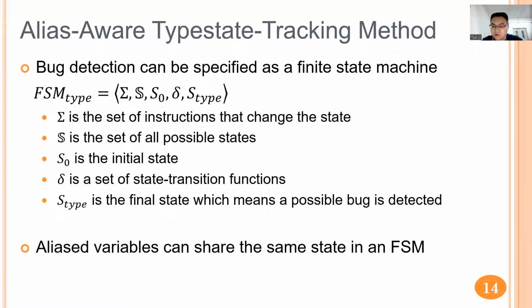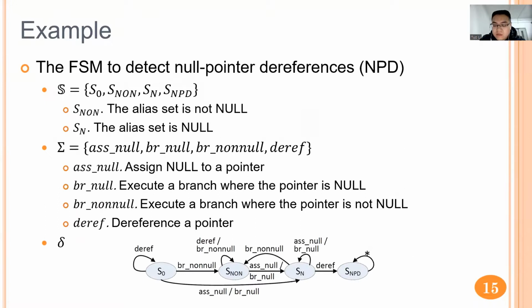However, alias variables can share the same state in an FSM, and thus our analysis maps alias variables into the same state in an FSM, which can reduce states and state transitions. We have implemented 3 FSMs to detect null pointer dereference, uninitialized variable accesses and memory leaks. Take a null pointer dereference as an example. This FSM contains 2 states apart from the initial state and the final state, NPD.